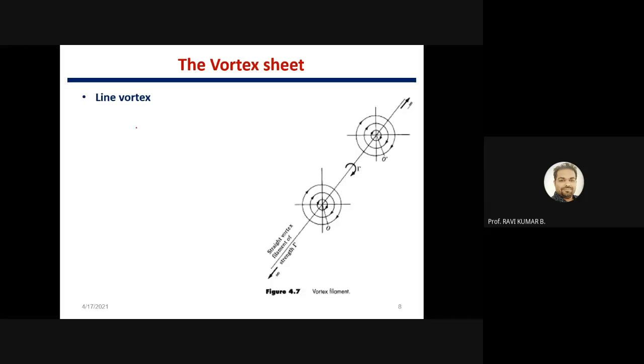So a point vortex, if you are defining it from potential flow theory, will simply be a point, and the streamlines will be something like this. This is known as a point vortex. It may be anti-clockwise or clockwise, right? That depends on the way you are rotating it. So I'm considering clockwise, it will have a circulation, gamma. So this is usually known as a point vortex.